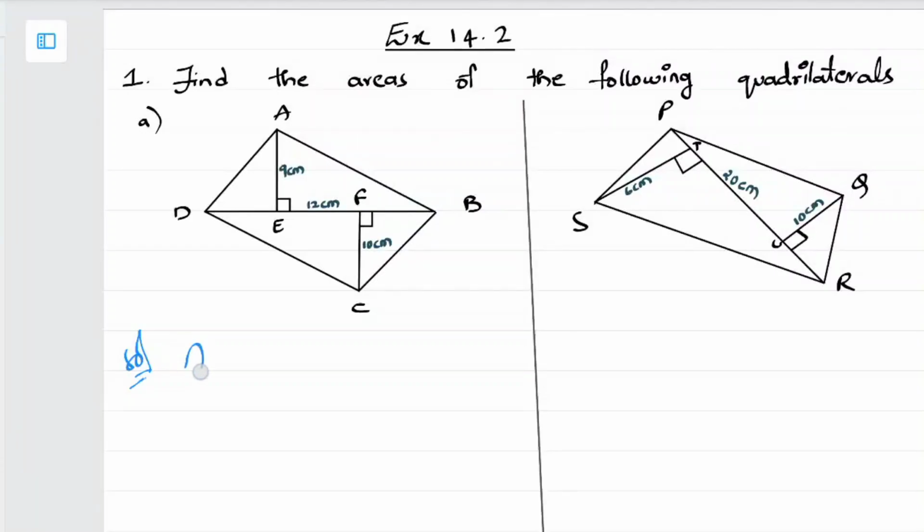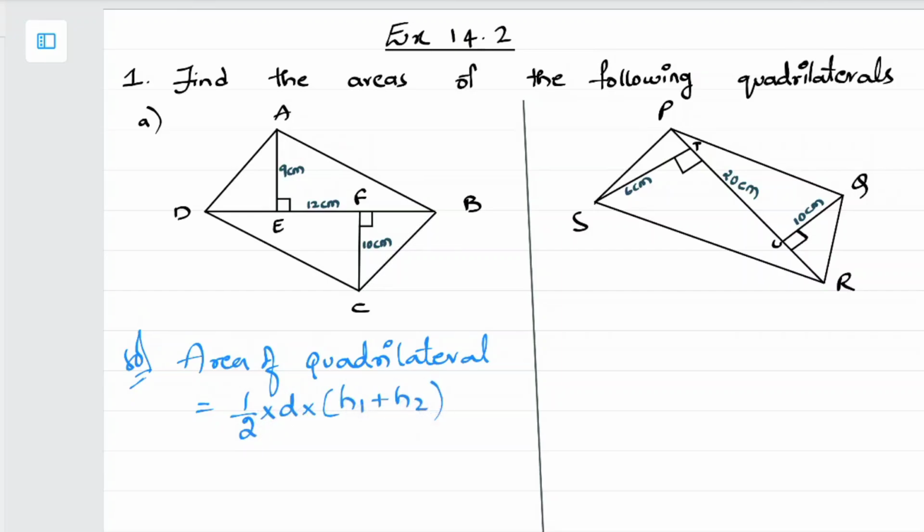So the area of a quadrilateral formula is half into diagonal into the sum of heights, H1 plus H2.